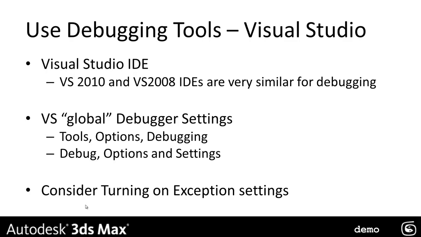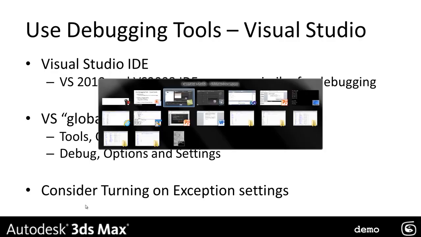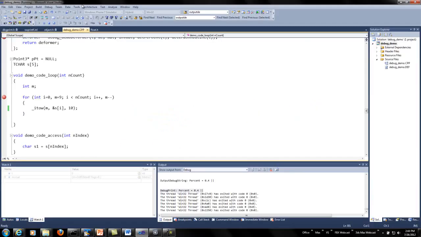Also, Visual Studio has these global debugger settings, and we'll take a look at those in a minute. And one of these things is the ability to turn on global exceptions. Okay, so let's take a look at that. Switch over to Visual Studio.